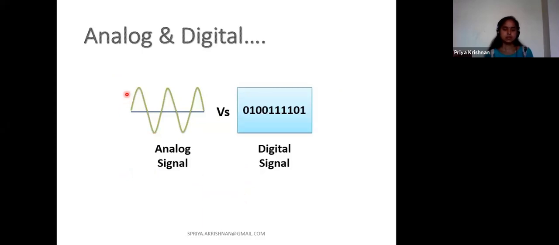See, this is an example of an analog signal. All the time it is changing with respect to time. But here the digital signals are all the time zeros and ones. The only thing we have to remember in digital is that it will have only two values: 0 or 1.